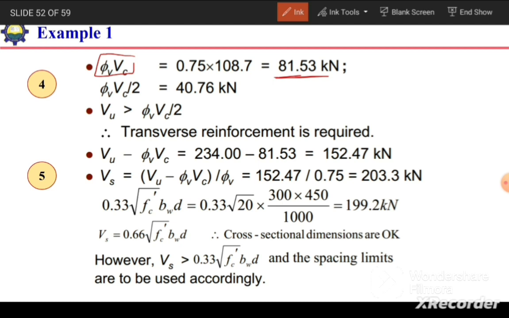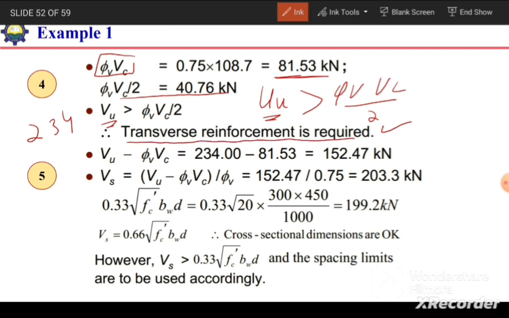And to check whether the shear reinforcement is required or not, we need to compare the applied shear Vu with phi_v Vc divided by 2. If the applied shear is more than phi_v Vc divided by 2, in that case shear reinforcement is required. So this phi_v Vc divided by 2 is 40.76 kilonewton, and Vu is about 234 kilonewton. So this Vu is more than phi_v Vc by 2, so it means shear reinforcement is required.